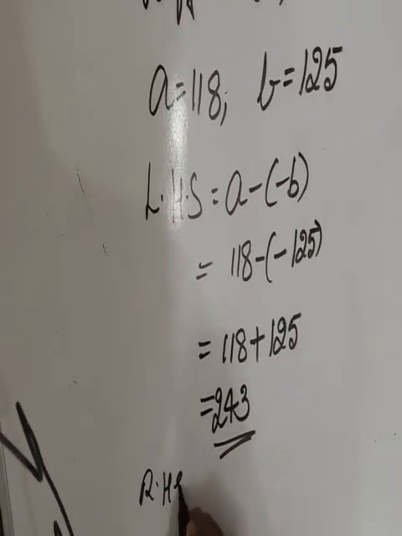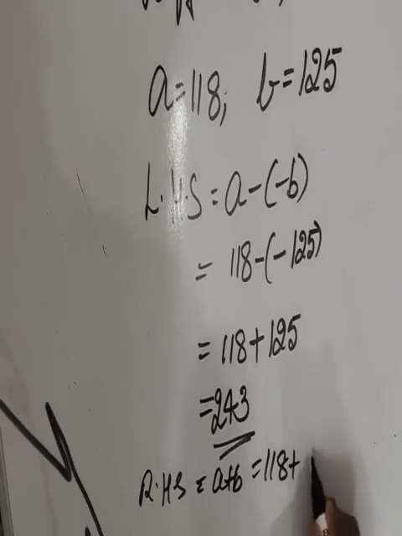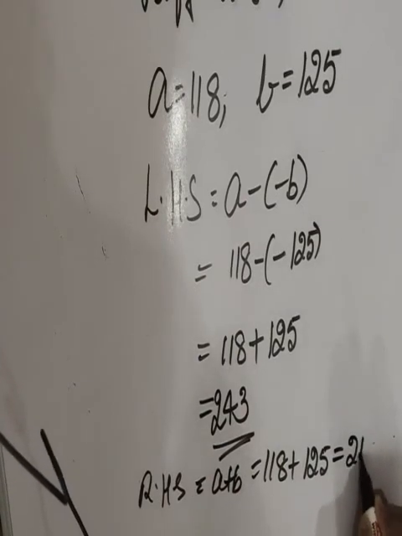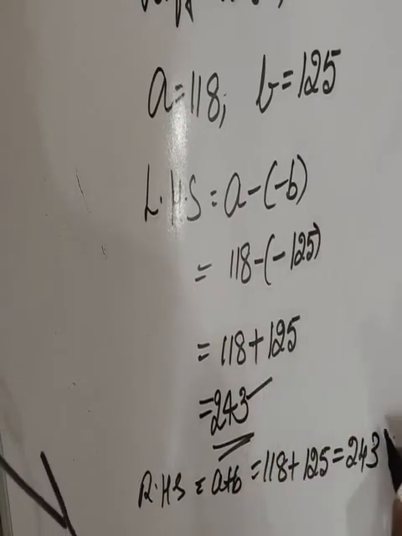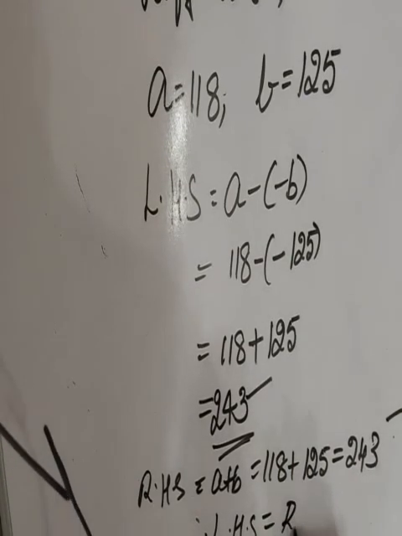Right hand side is a plus b. a plus b is 118 plus 125, that is 243. Once again you see this and this are the same, therefore LHS is equal to RHS.